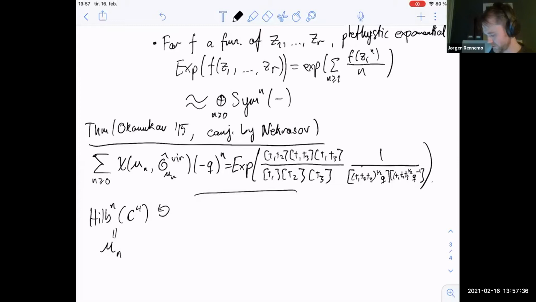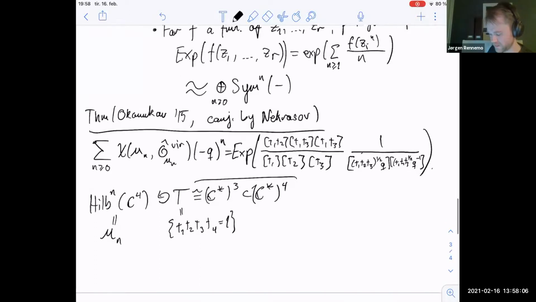And we redefine our torus T to be, well, T is still a 3-dimensional torus. So this is a slight difference from the 3D case. Which 3-dimensional torus do we take? We take the subtorus where the 4 coordinates multiply to 1. So geometrically, this torus has to preserve the volume form on C4.